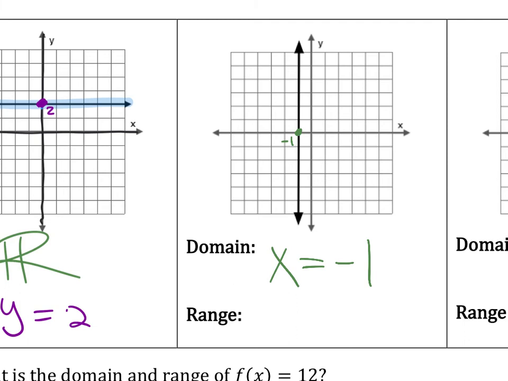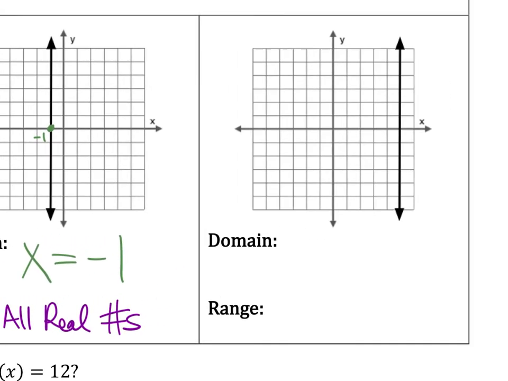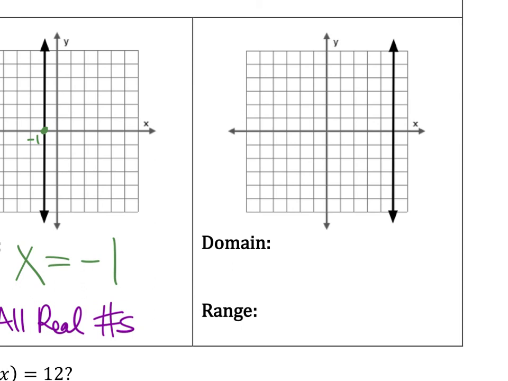But its range goes everywhere, from all the way at the bottom to all the way at the top. How do we say it's everywhere? All real numbers. I'll write it out this time. All real numbers. Okay, this last one is yours. The third one. I want you and your partner, or you, to answer it. All right, let's go on this one.